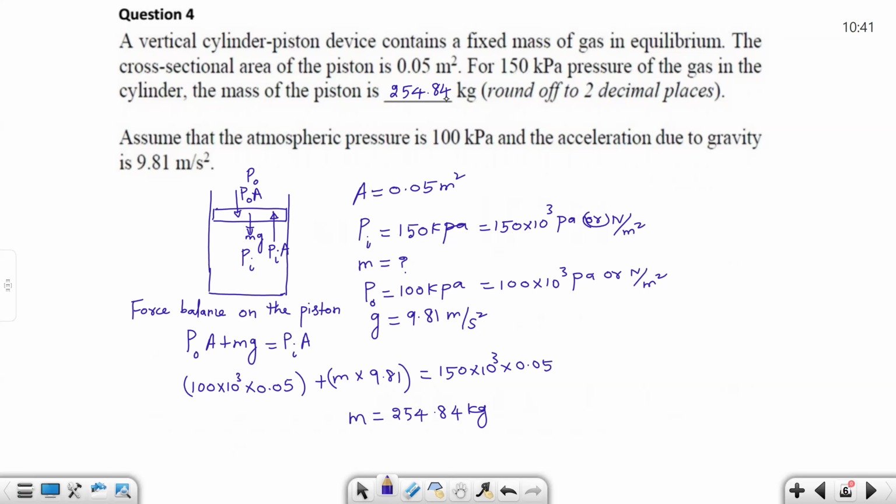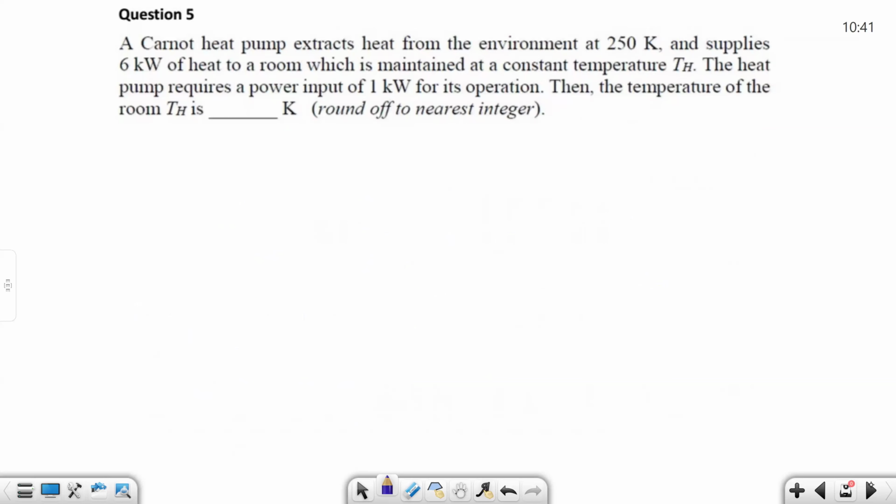So now we move to question number 5. A Carnot heat pump extracts heat from an environment at 250 Kelvin and supplies 6 kilowatt heat to a room which is maintained at a temperature TH. So TH is the room temperature.